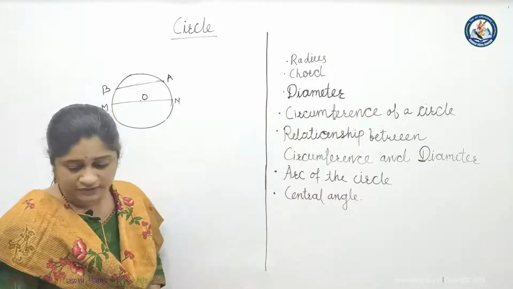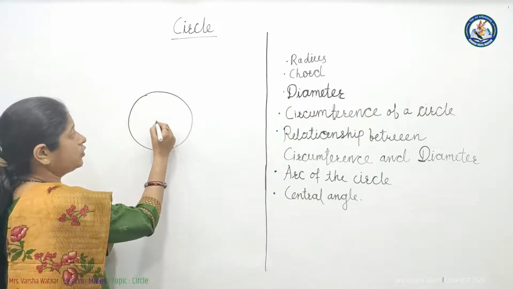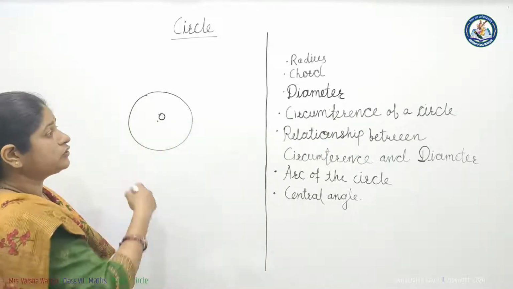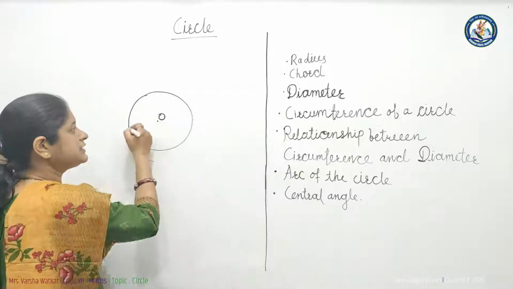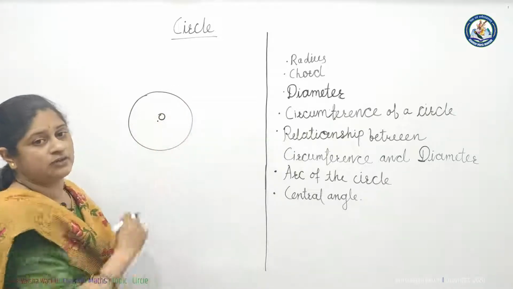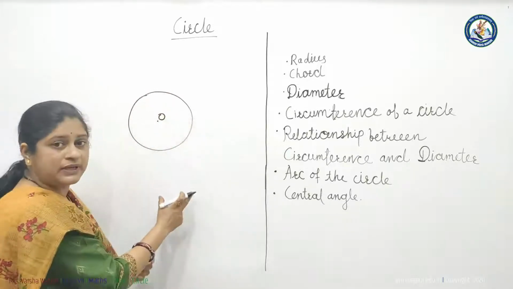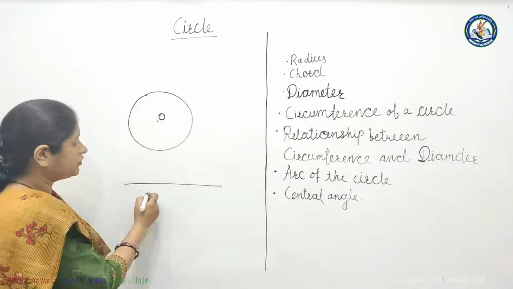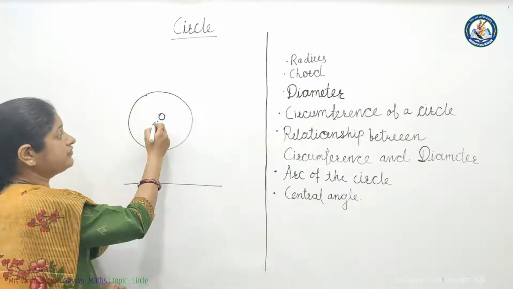Next is what? Circumference of the circle. Now I draw a circle here. O is center of the circle here. Okay. Now we have to understand circumference of a circle. Circumference is the distance around the circle. In fact, we can say that it is the perimeter of the circle. If we open this circle and make a straight line out of it, the length of it is the circumference of the circle.